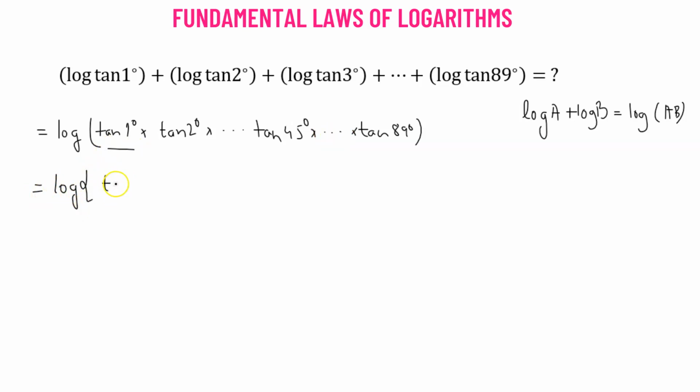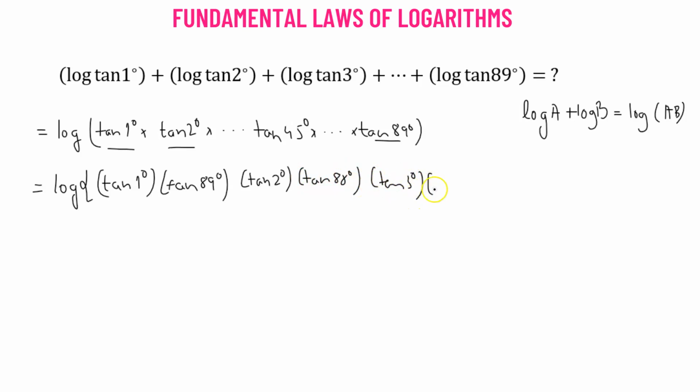So we'll take tangent of 1 degree and multiply it to the last term, which is tangent of 89 degree. Similarly, we'll take tangent of 2 degrees and multiply to the second last term, which is tangent of 88 degrees. This can go on. We'll have tangent of 3 degrees multiplied to tangent of 87 degrees. There will be all the pairs formed. Since they have an odd number of terms, 89 is an odd number, there will be one term which does not form any pair, and that will be tangent of 45 degrees.